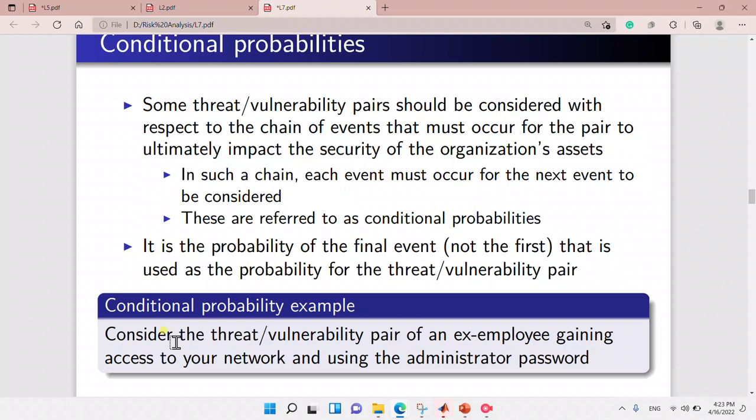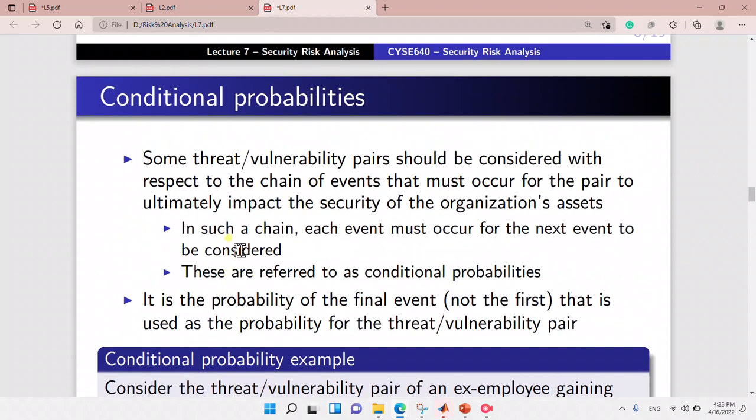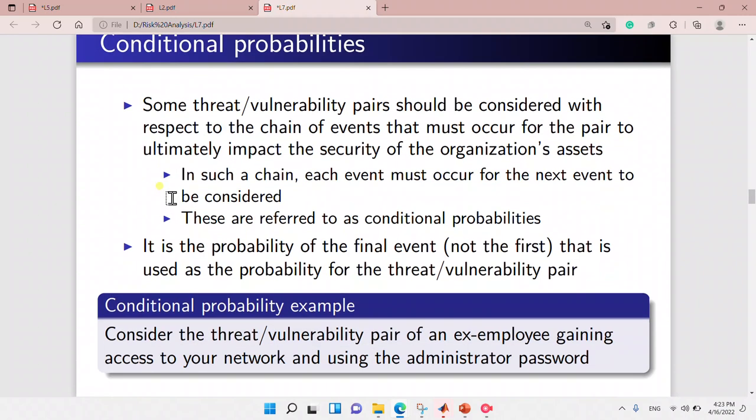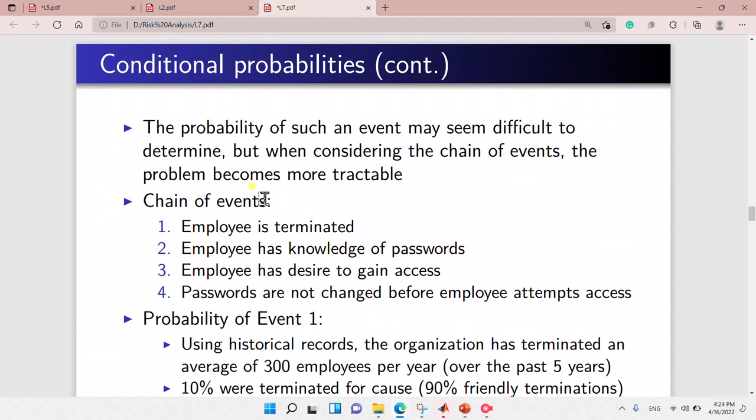Consider the threat/vulnerability pair of an ex-employee gaining access to your network and using the administrator password. So conditional probability is when the ex-employee cannot really access the network unless, for example, he knows the password. So what's the probability that he knows the password? What's the probability that he can gain access given that he knows the password? Things like that.